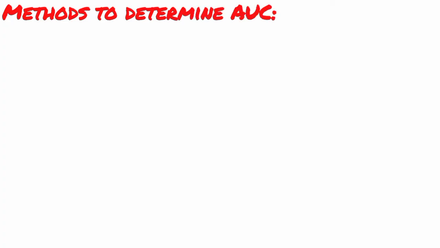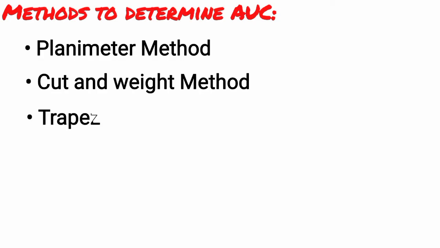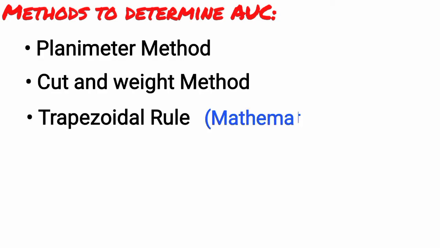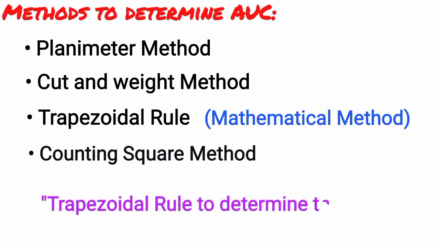There are various methods available to determine the area under the curve, which include planimeter method, cut and weigh method, trapezoidal rule, which is basically a mathematical method, and counting square method. And in this lecture, we just focus on trapezoidal rule to determine the AUC.